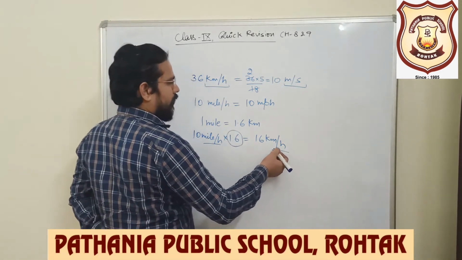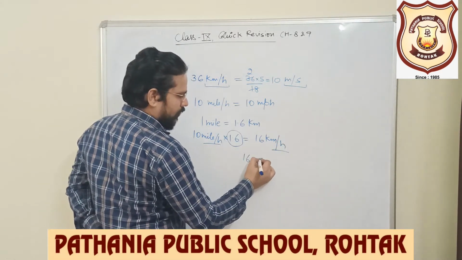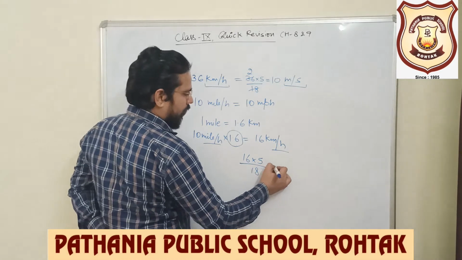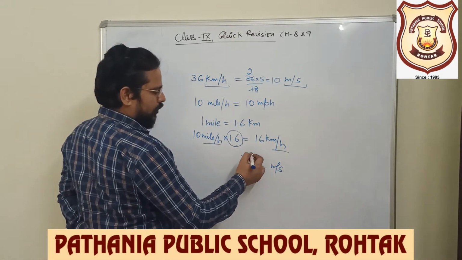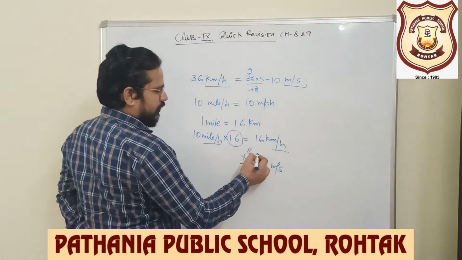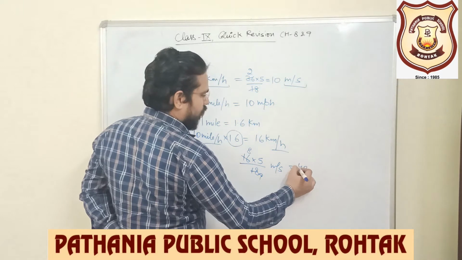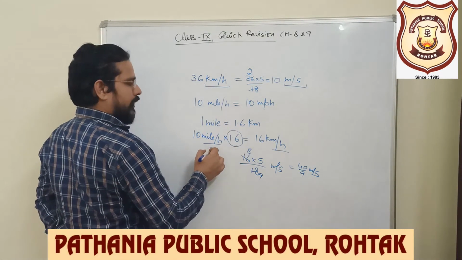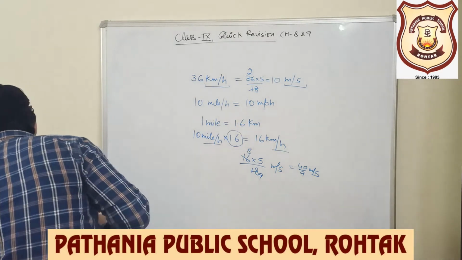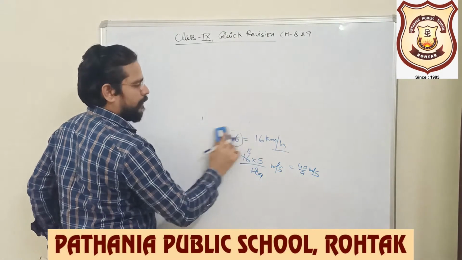Once you have it in kilometer per hour, you already know that by multiplying with 5 by 18 you will get your answer in meter per second. I hope the point is clear. 2 8 is 16 and 2 9 is 18, so 40 by 9 meter per second from 10 mile per hour. Okay, and one more important point was there.